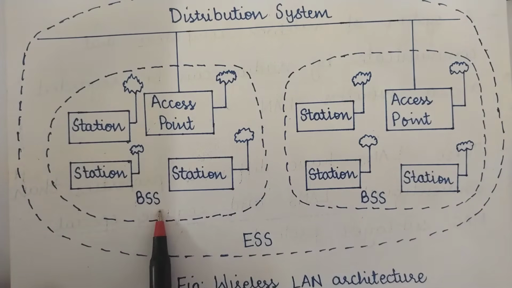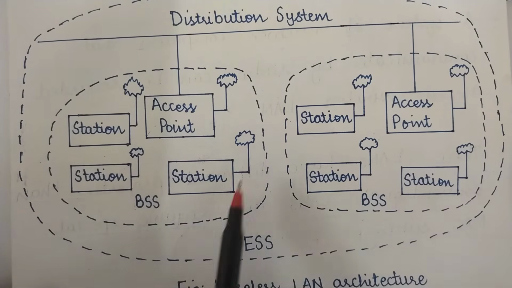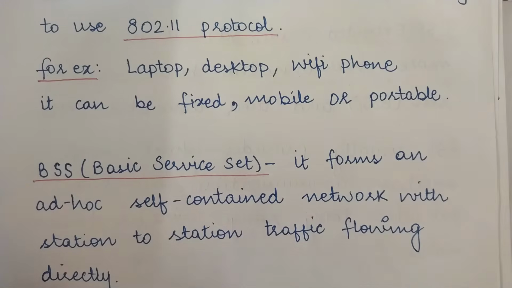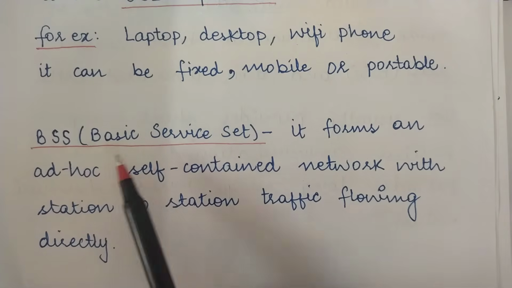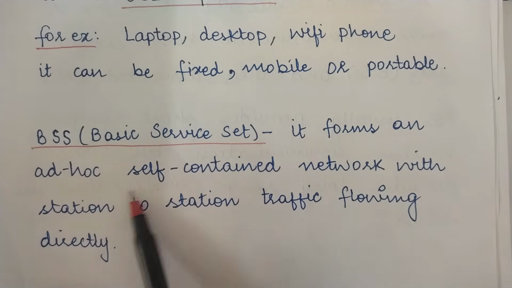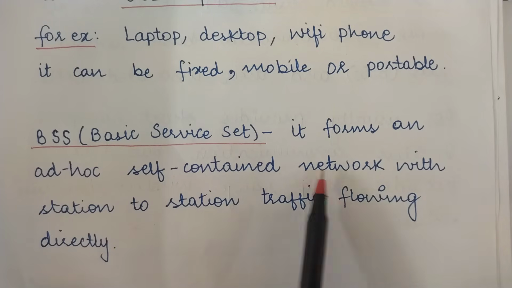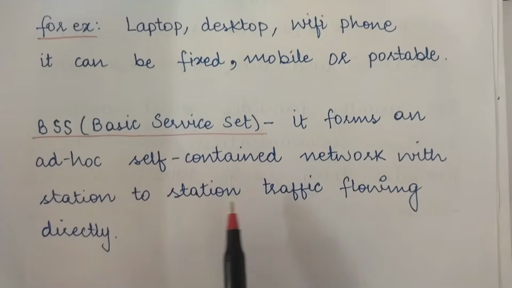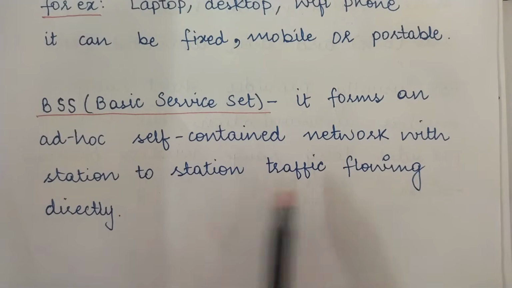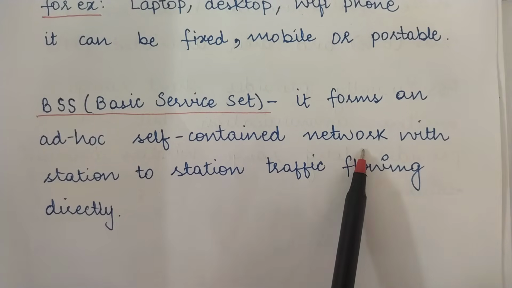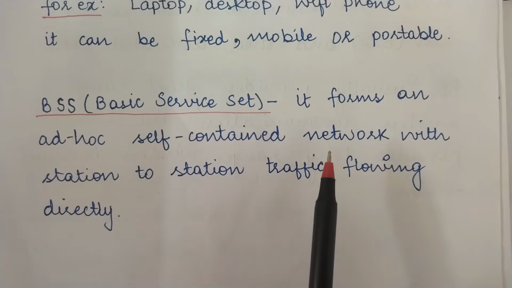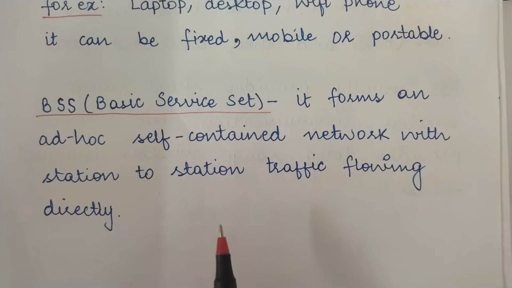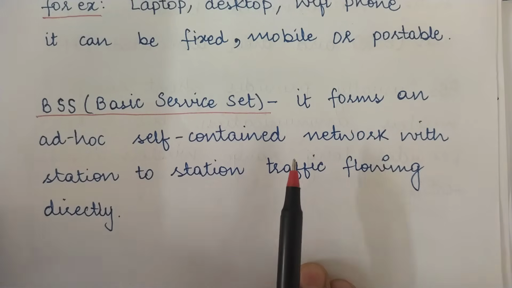Now what is the BSS? These stations and access points are all contained within the BSS. BSS stands for the basic service set. It forms an ad hoc self-contained network. That means an on-the-go network, and it is a self-contained network with station-to-station traffic flowing directly. That means the traffic flows from one station to another station directly without any intermediate device.